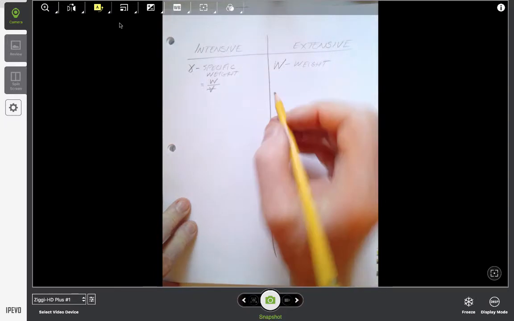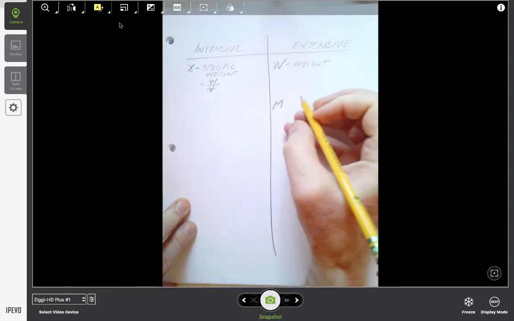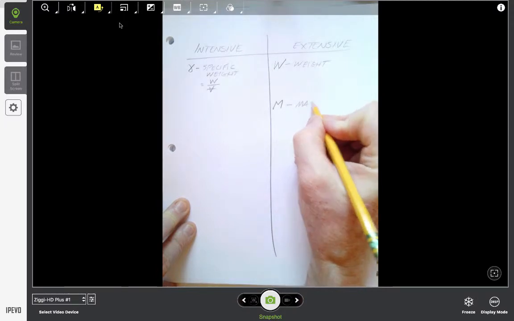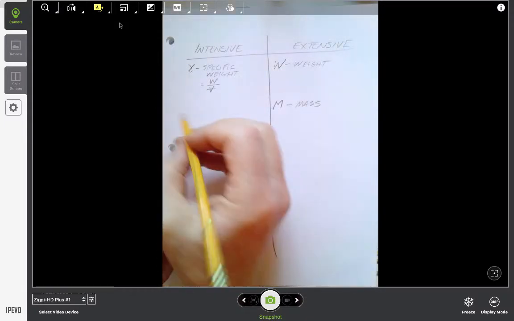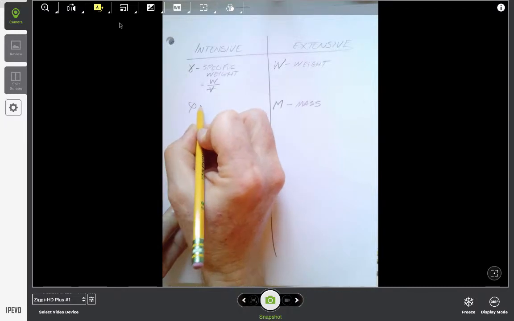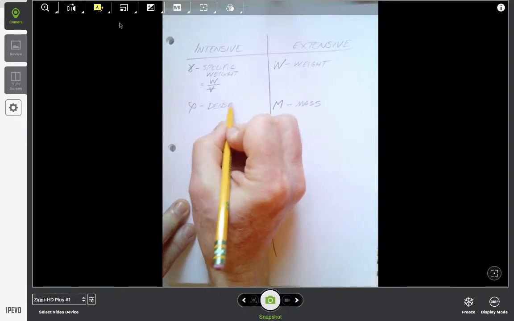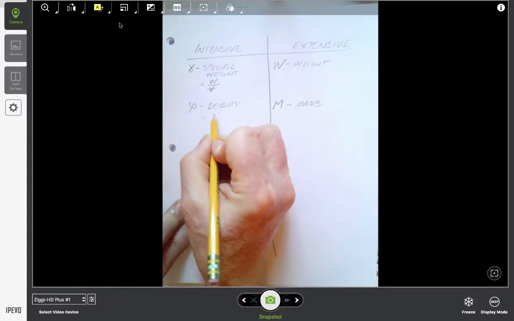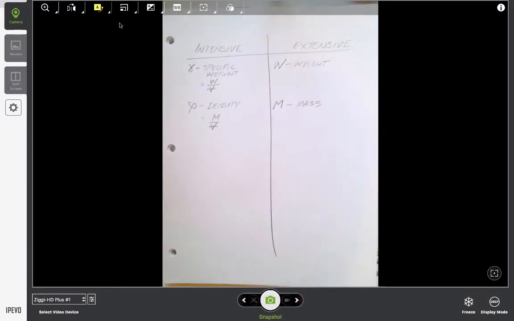Let's look at mass. So the total mass usually refers to the extensive property extending for the entire system, and the mass per unit volume is the equivalent intensive property.